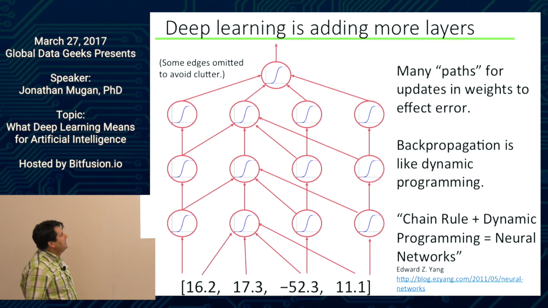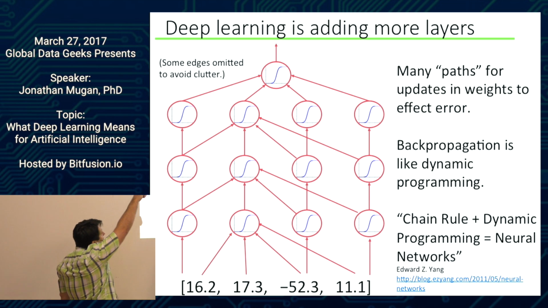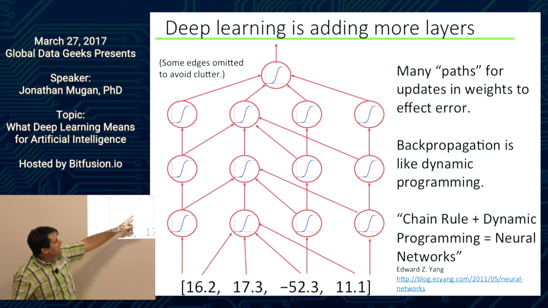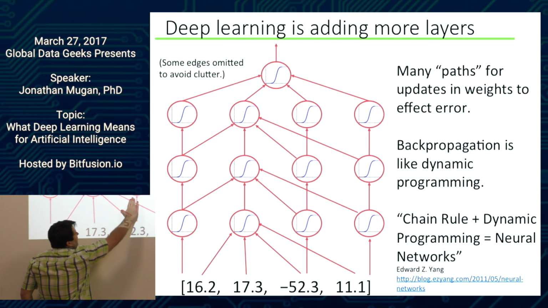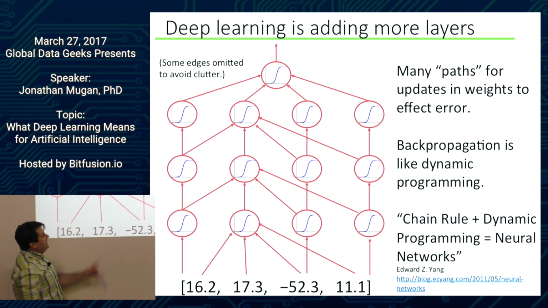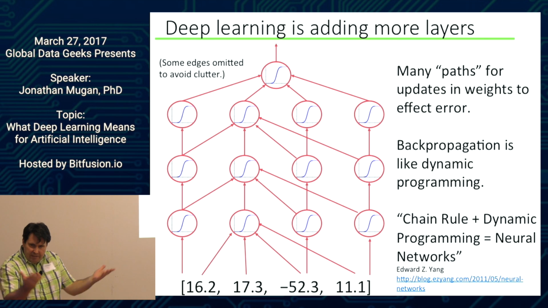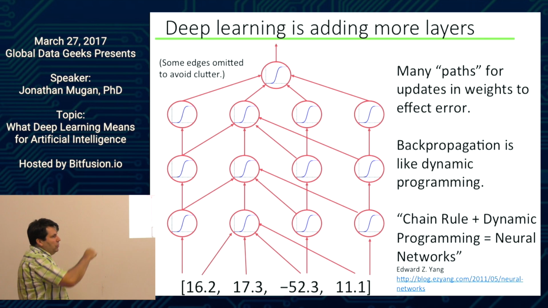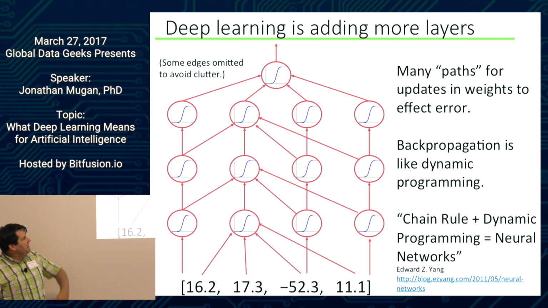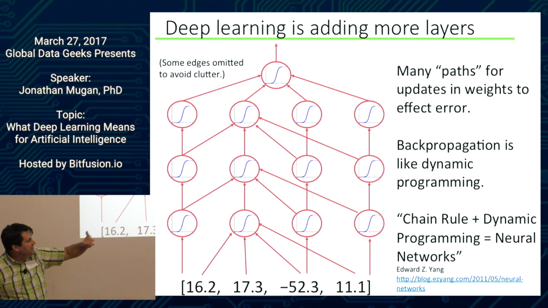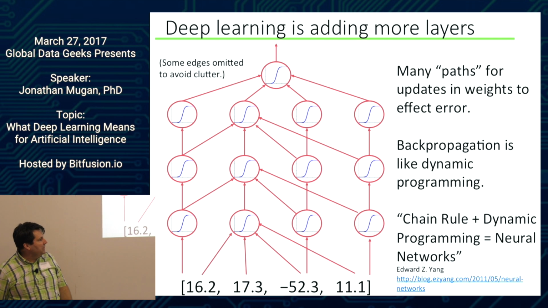And backpropagation is like dynamic programming. So you have some error up here, and you're looking at the derivative of the error with respect to each of these million or so weights. And there's many ways that each of these weights can snake through the network in order to get the output. So backpropagation is like a combination of dynamic programming, which builds up the answer from the bottom, and the chain rule in calculus, which says the derivative of this is the derivative of this times the derivative of this times the derivative of this, and you can just multiply them through. In fact, Edward Zhang is quoted as saying, the chain rule plus dynamic programming is neural networks.